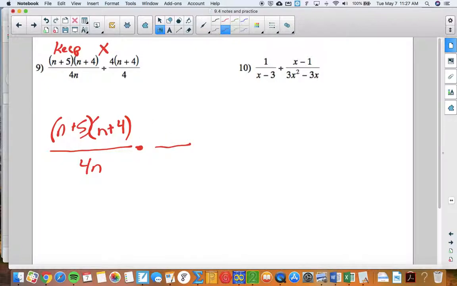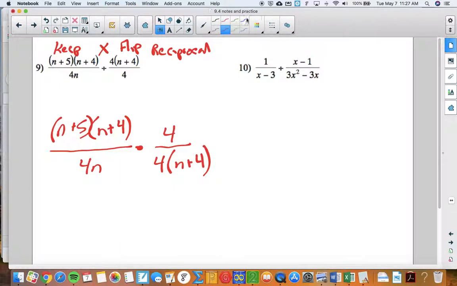I'm going to use a big boy, high school, big girl multiplication dot. But then we have to switch or flip a reciprocal. That's the actual word for it. Take the denominator, turn it into the numerator. Take the numerator, turn it into the denominator. So they flip sides of the fraction bar.